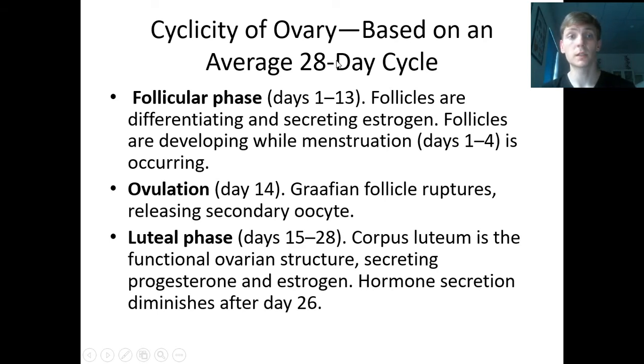So this 28-day cycle is a normal menstrual cycle period. So follicular phase lasts for days from 1 till 13. First is the day of menstruation, actually. Follicles are differentiating and secreting estrogens. Follicles are developing during menstruation, so from day 1 till 4 it is occurring. So these follicles start differentiation in very first days of menstruation.